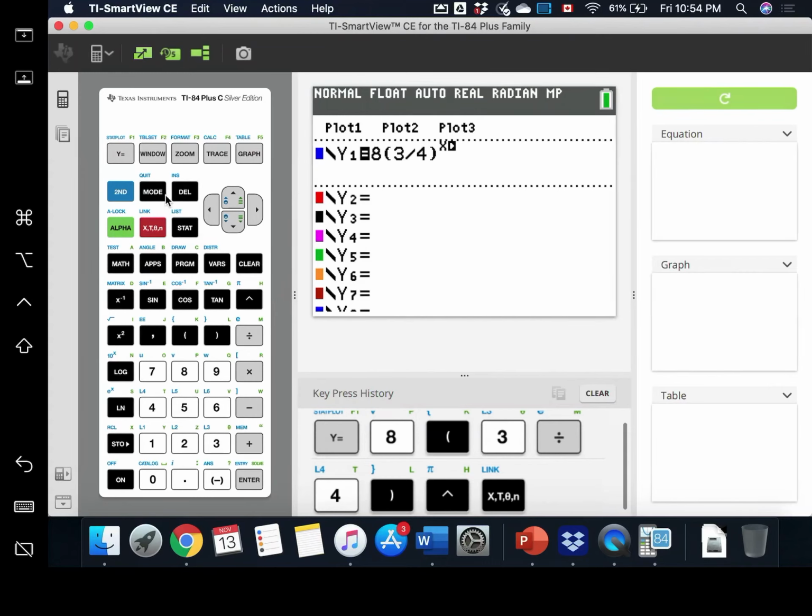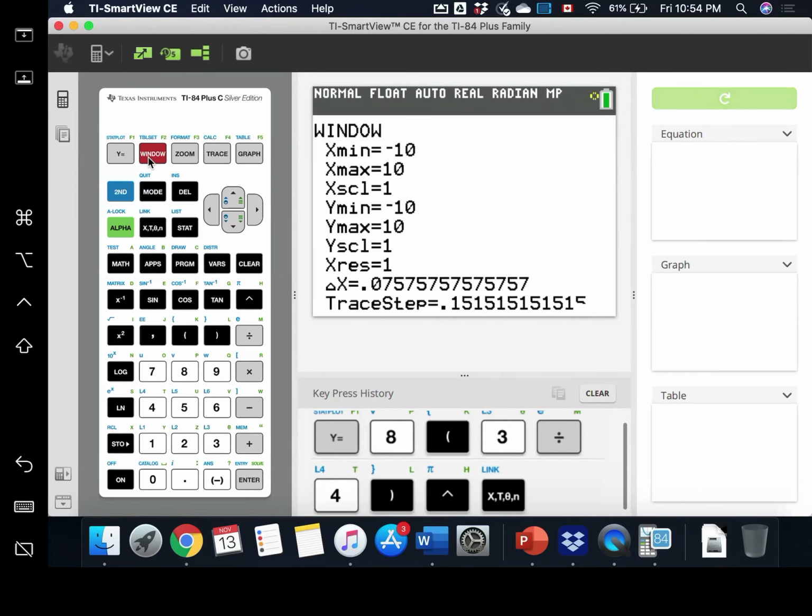So once you have that in your y1, I want you guys to go to the window. So press window. So take a second and put that into your calculator. 8 in brackets 3 over 4 to the power of x. Okay, so once you have that, press your window. So this is your standard window that we're going to be using for most of these equations. So it will change eventually, but right now we're going to stick on this.